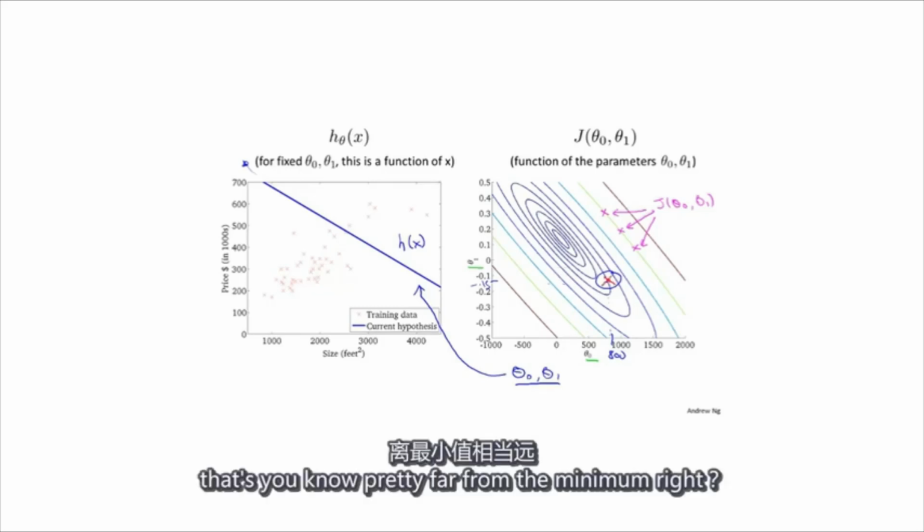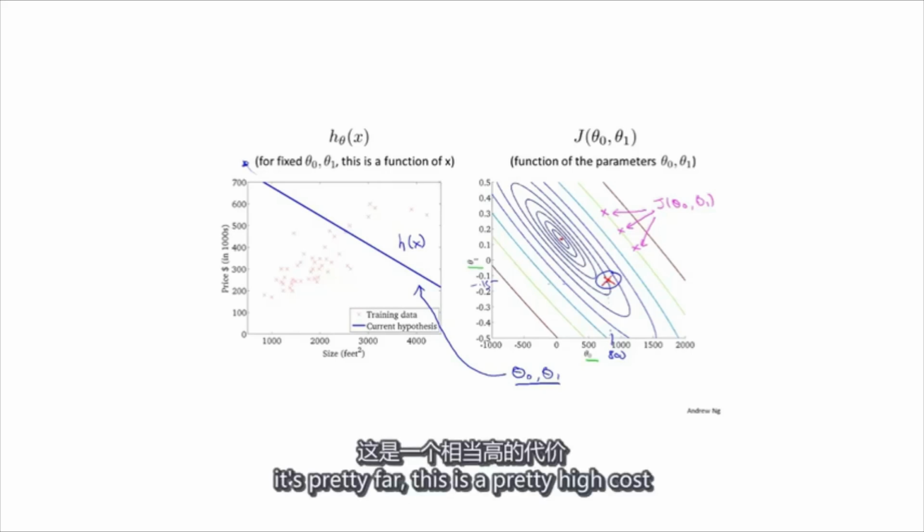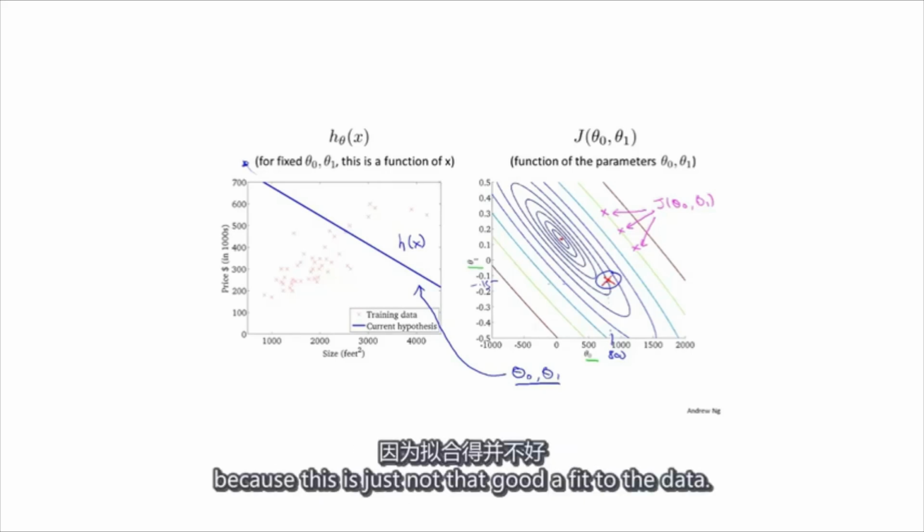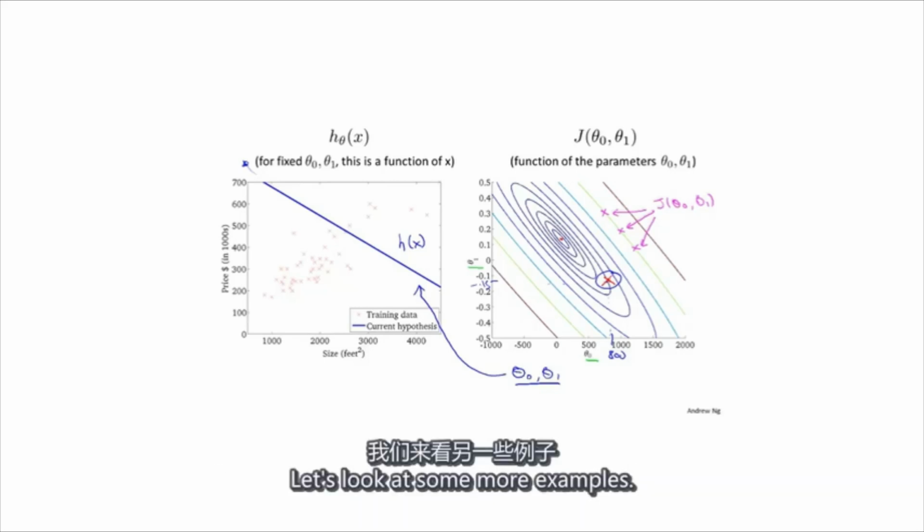That's pretty far from the minimum. This is a pretty high cost because this is just not that good a fit to the data. Let's look at some more examples.